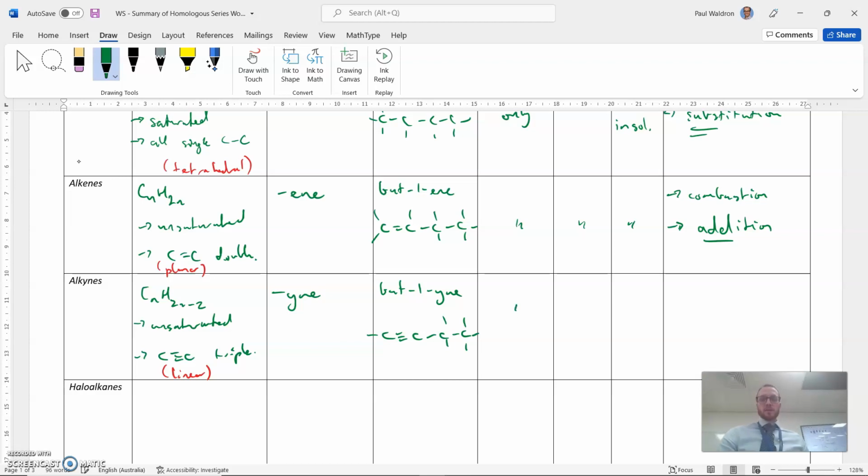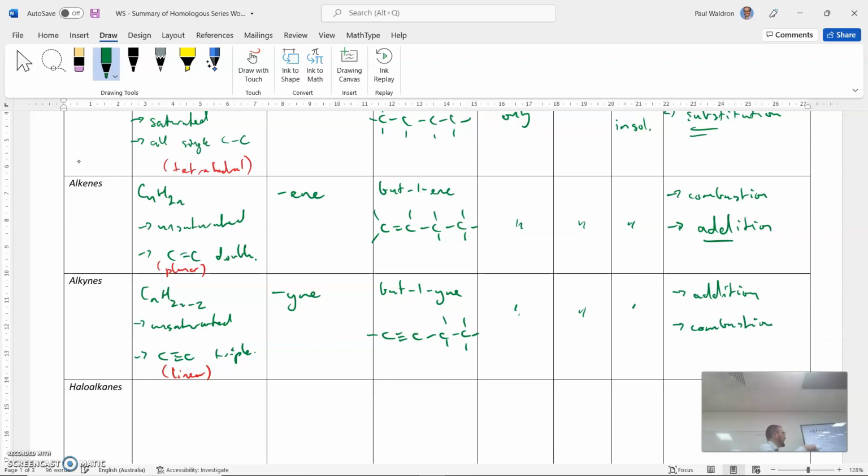But-1-yne, right? Dispersion only, non-polar, insoluble. It's a hydrocarbon, does undergo combustion reactions. Also, we can do addition reactions with alkynes, but we don't explore reactions of alkynes in Year 12. But yeah, any hydrocarbon can undergo combustion reactions. It's not that it can't. Yes, combustion as well.